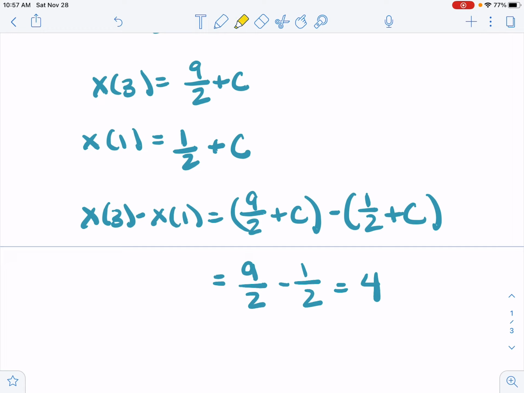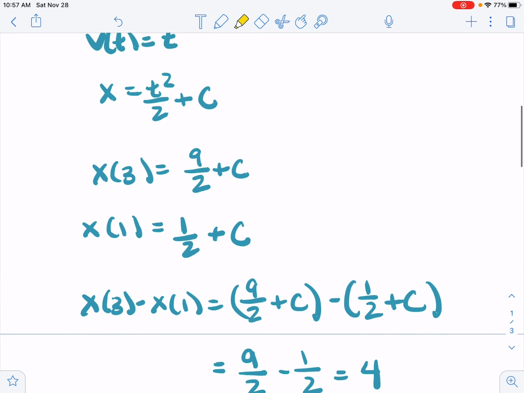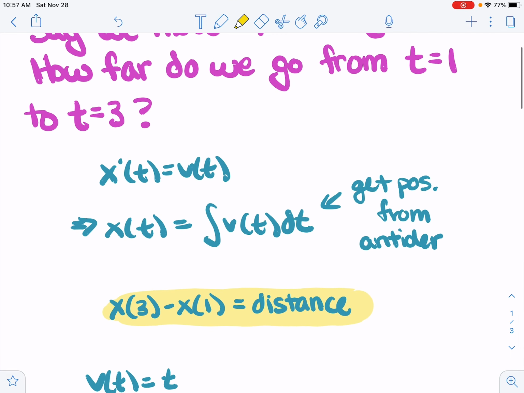But I definitely wanted to use an example to show where those constants go. They subtract out in this process, and we're left with just a number. And then for the general process, here it is again. We take the antiderivative and look at the difference.